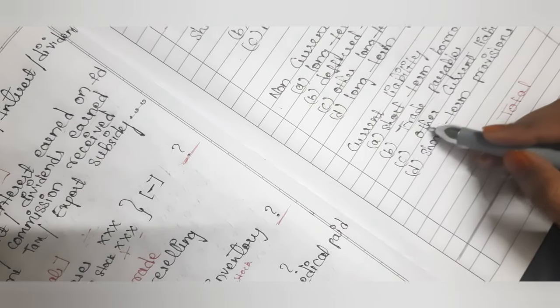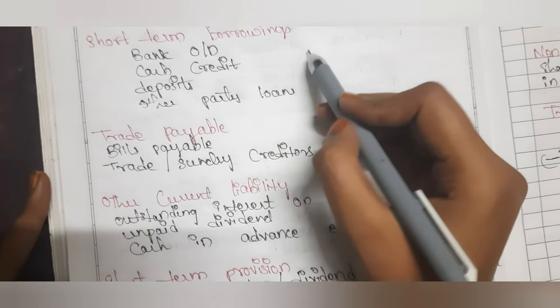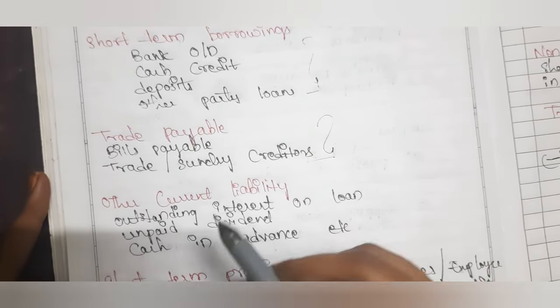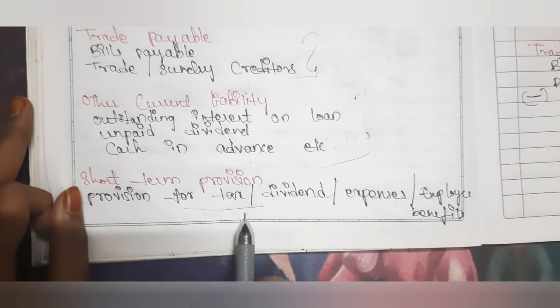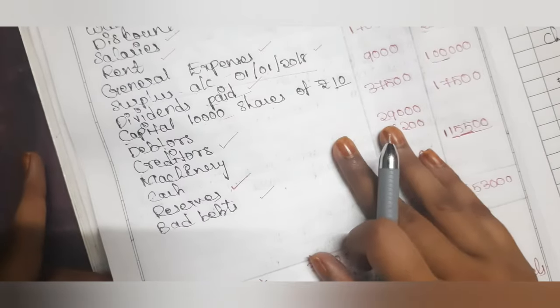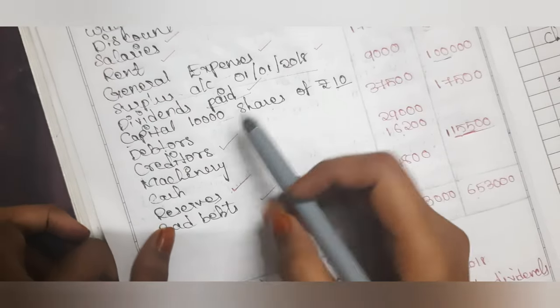You have short-term borrowings, trade payables, other current liabilities, and short-term provisions. And in each, what you need to take, I have already told you. In short-term borrowings, in trade payables, in other current liabilities and short-term provisions, what you need to take, we have already discussed. We don't have any short-term borrowing. Do we have any overdraft, cash credit, deposit or any other loan here?